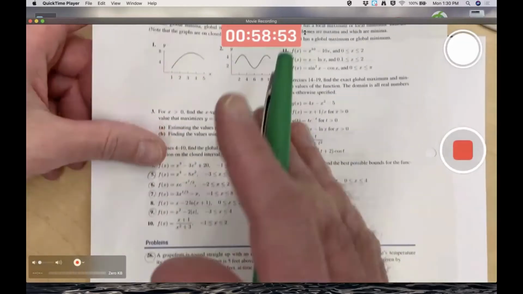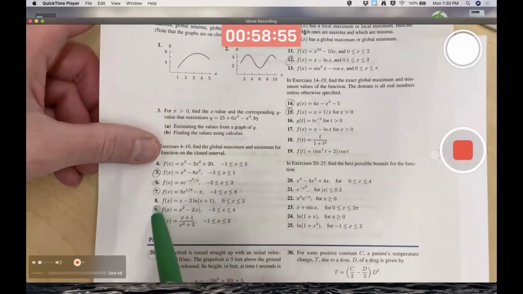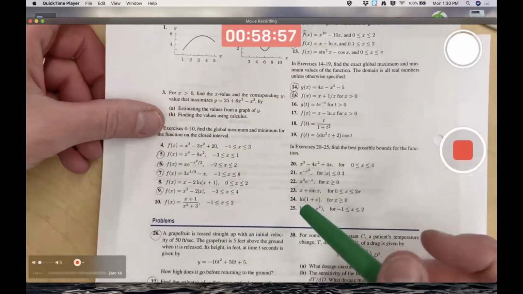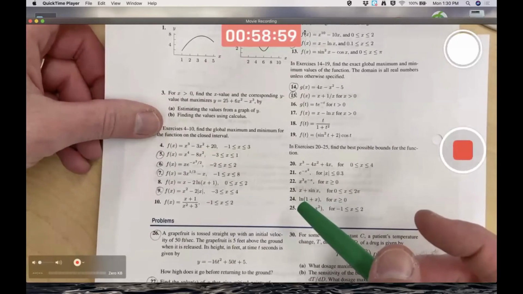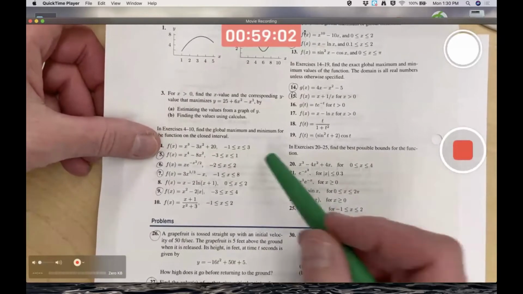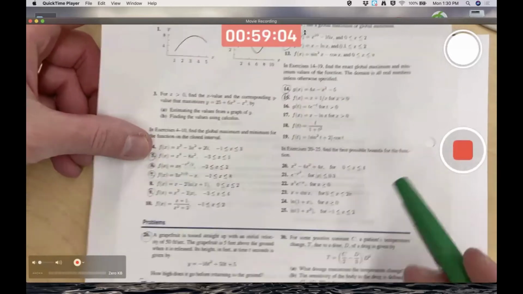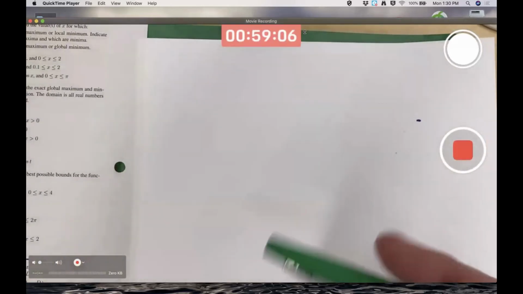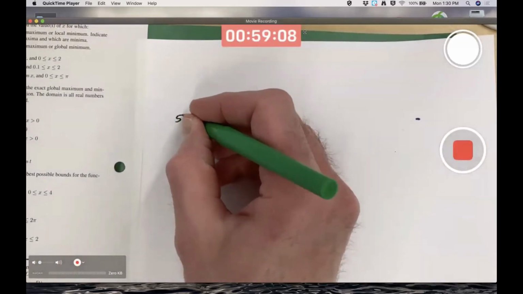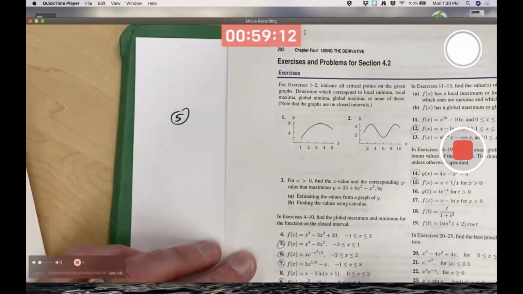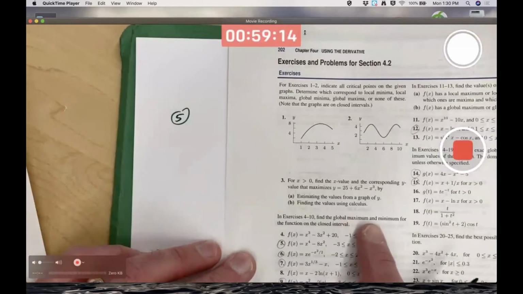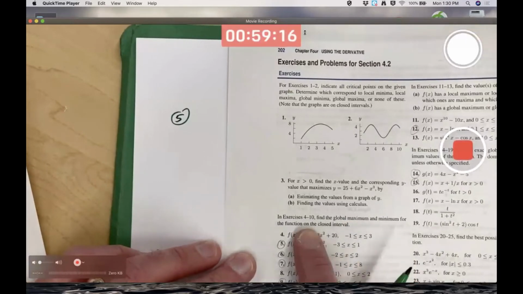Okay, this is not a copy from my books. I'm not necessarily assigning the circle problems, but maybe we should do one of them anyway. How about let's go ahead and do number 5 here, Section 4.2. Number 5, the directions say, find the global maximum and minimum of the function on the closed interval.